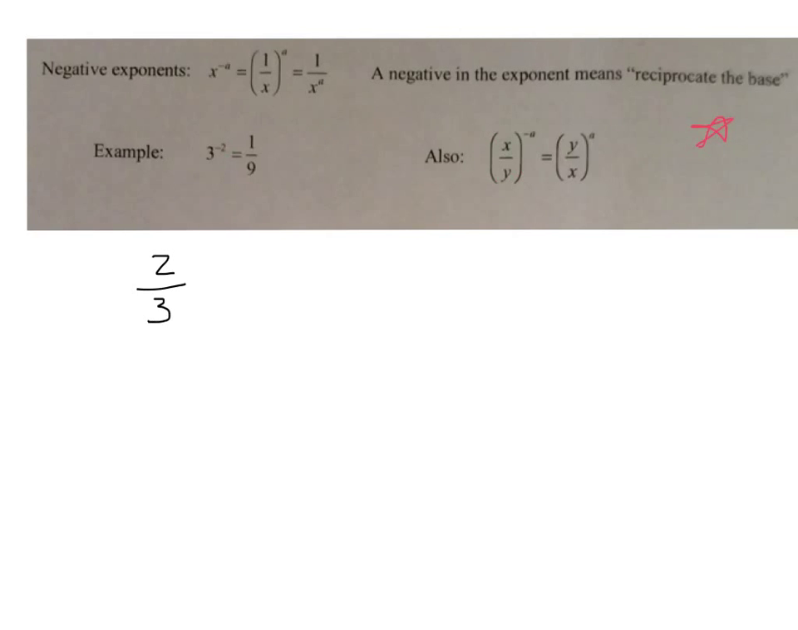Two thirds to the negative second power. So what I'm going to do is first reciprocate the base, make it 3 halves, and then I will square 3 halves. And that will take me to 9/4. Now, here's the beauty. Your calculator will do this.